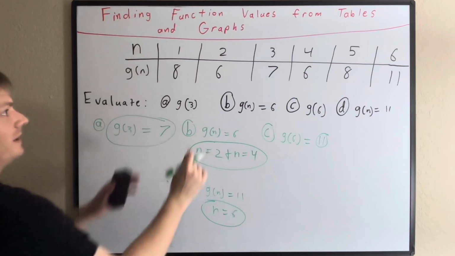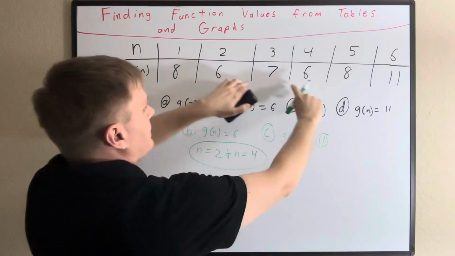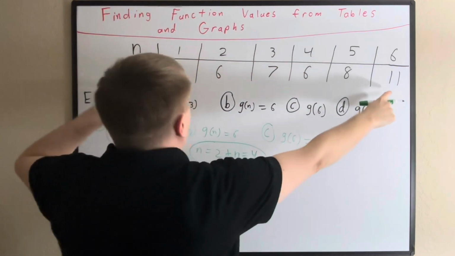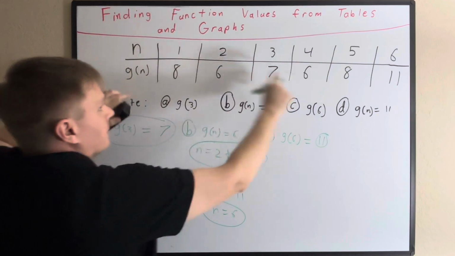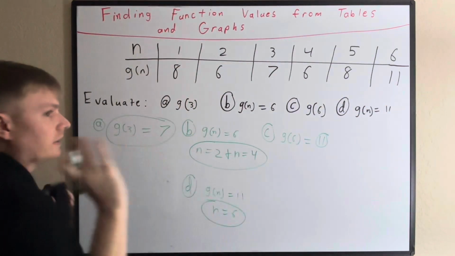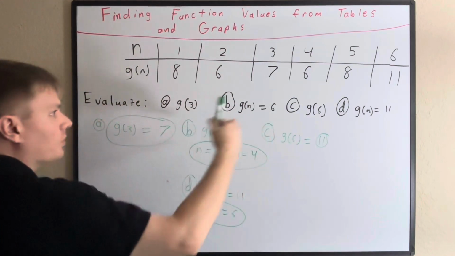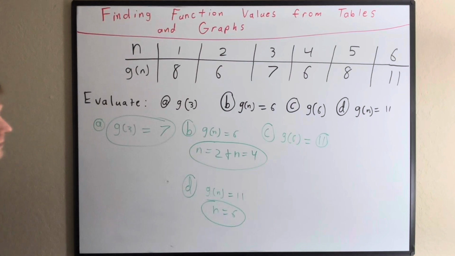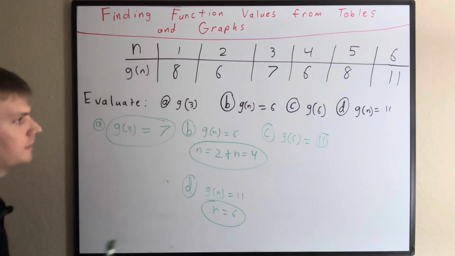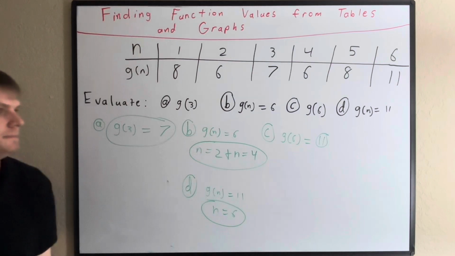And you can't assume just because it looks like this is a parabola where the origin is right here at 3, 7, that when n is 0, g of n will be 11. You can't assume that because we're just given the table. We're not given the whole parabola, the whole function. So that is finding function values from tables.